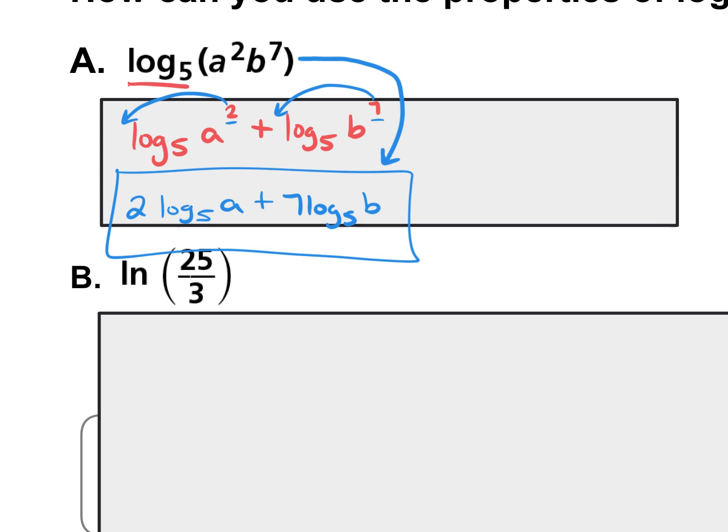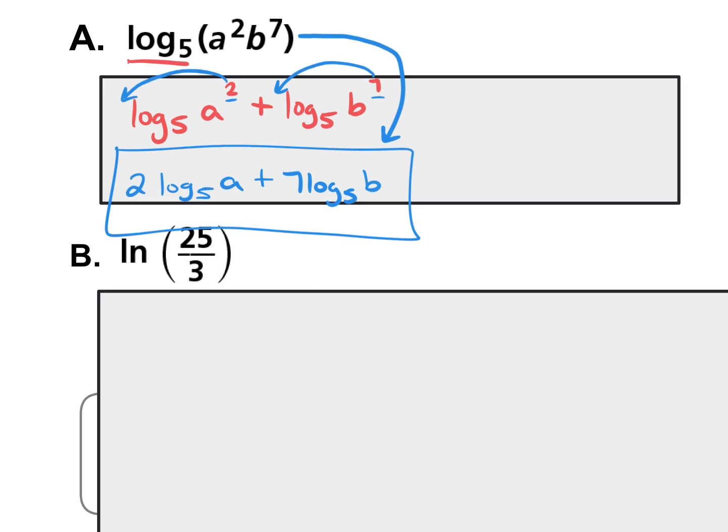All right, looking at B, what do you notice? It's division. It's a fraction, which means division. Good. How do I rewrite with division? It turns into subtraction, right? So just like multiplication turned into addition, division is going to turn into subtraction. So this is going to stay the same the whole time.